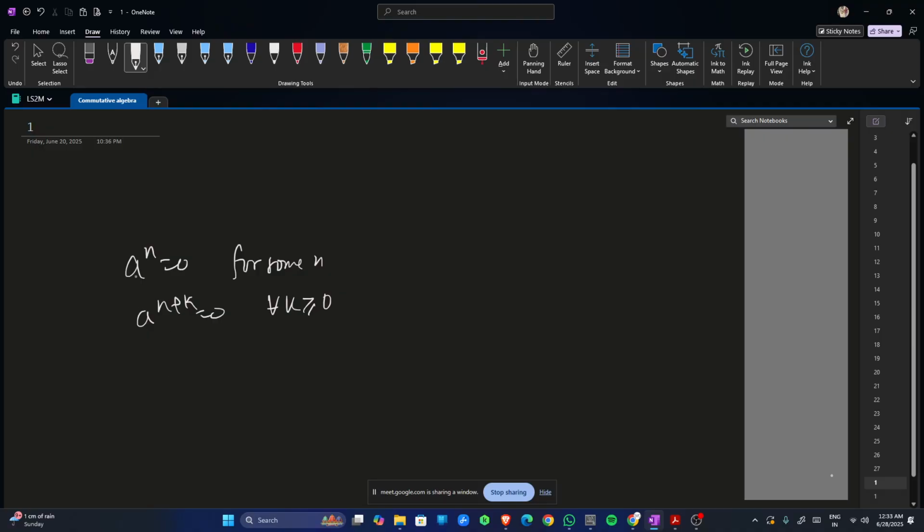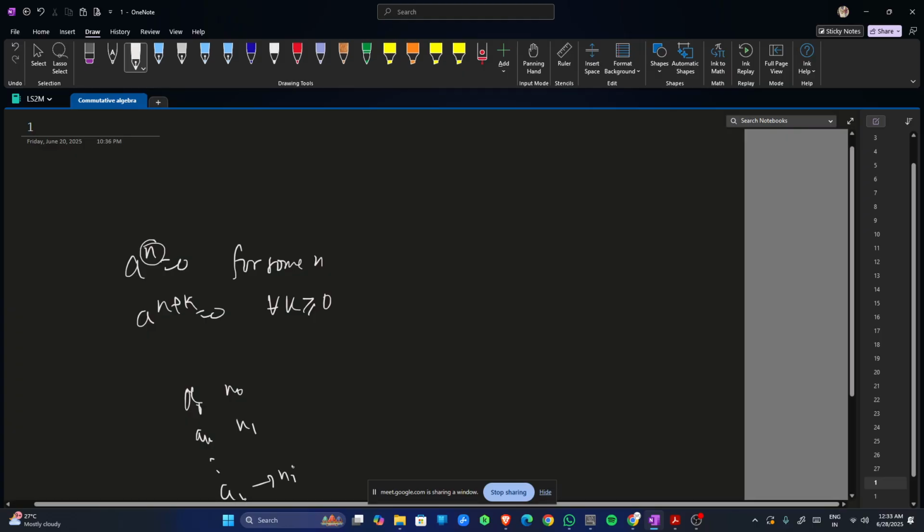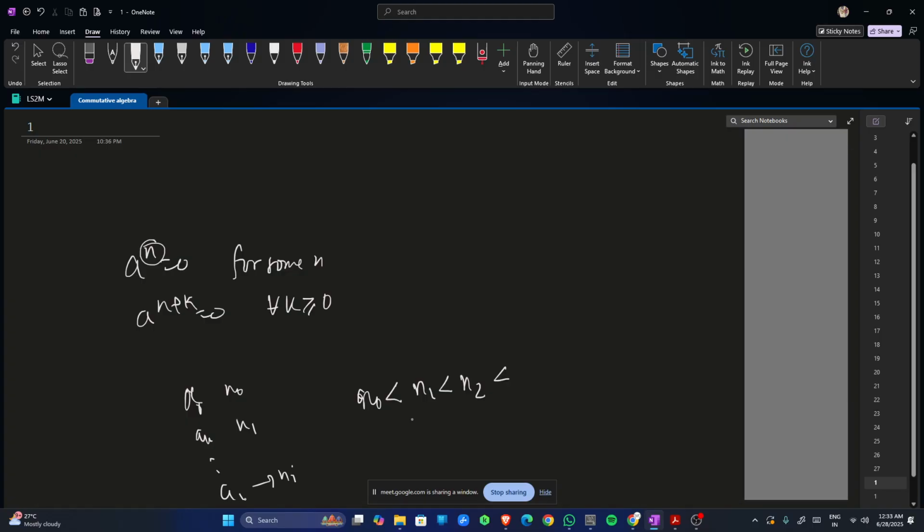So if a is nilpotent, you have a minimal n for which a to the n equals 0. I am calling that n the nilpotency of a. So suppose a0 has nilpotency n0, a1 has n1, like ai has ni. If n0 is strictly less than n1, which is strictly less than n2, I mean the sequence is strictly increasing. n1 is strictly greater than n0, n2 is strictly greater than n1.